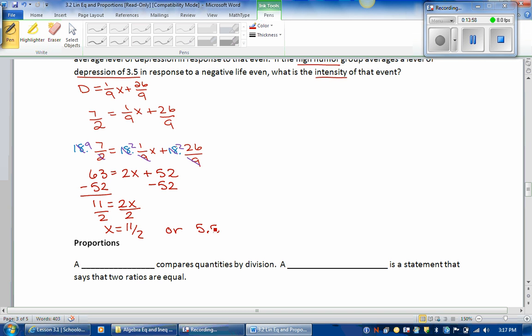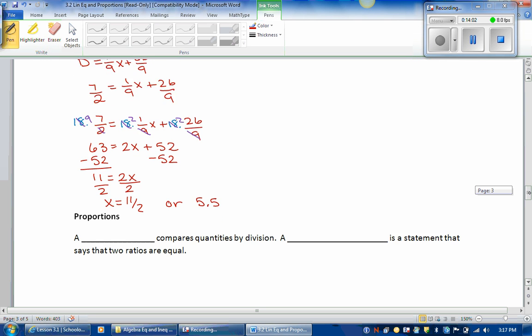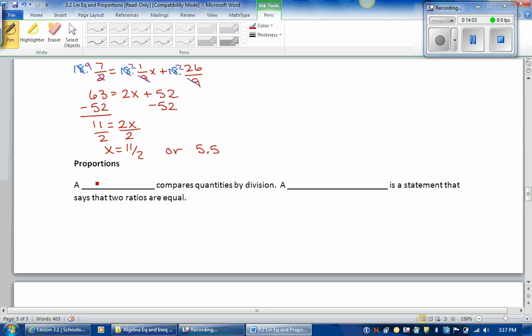Okay? So the next thing we're going to talk about is proportions. Proportions, or a ratio that compares quantity by division.